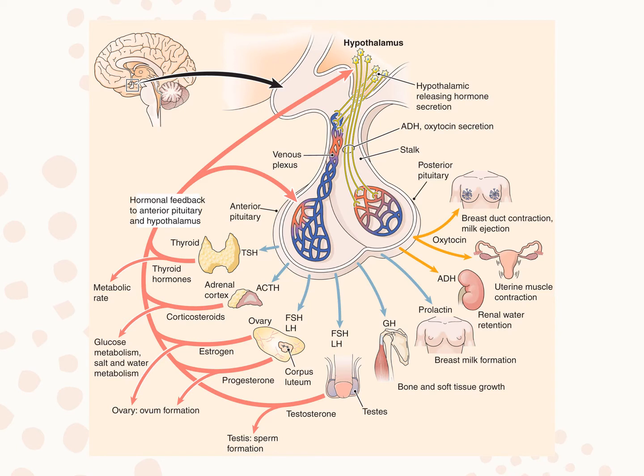So in this picture right here, we see the relationship of the hypothalamus to the pituitary gland and the hormones secreted by the anterior and posterior lobes of the pituitary gland. We see the adrenocorticotropic hormone, antidiuretic hormone, follicle stimulating hormone, growth hormone, luteinizing hormone, and thyroid stimulating hormone.